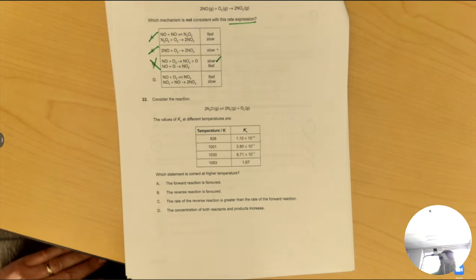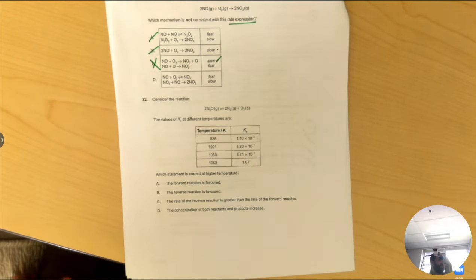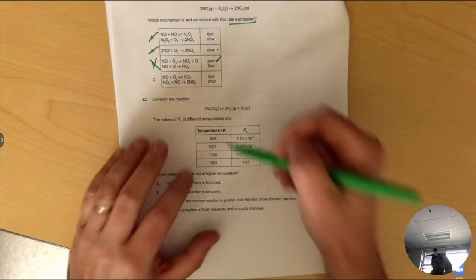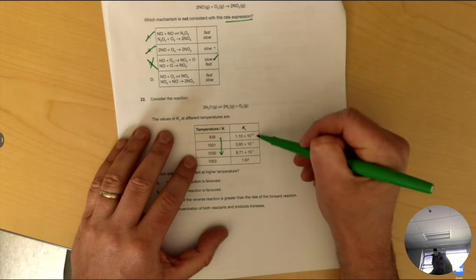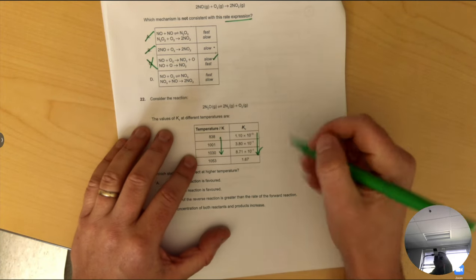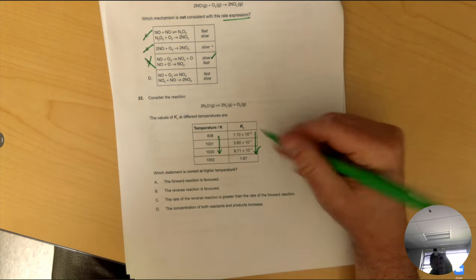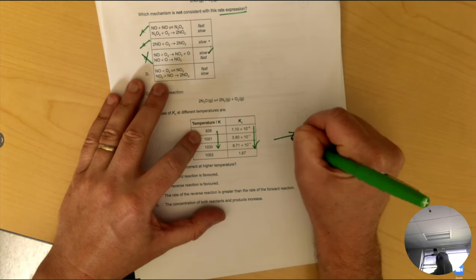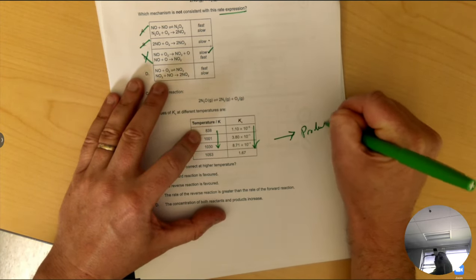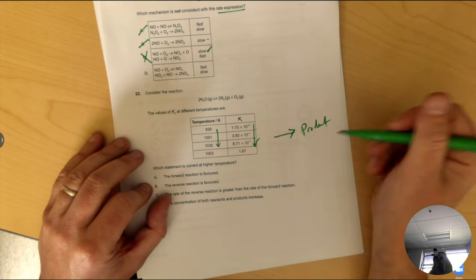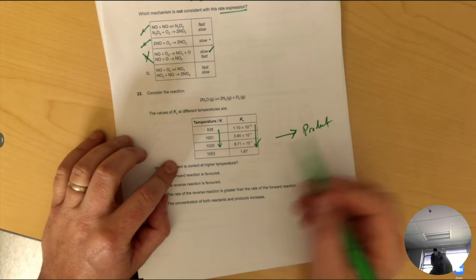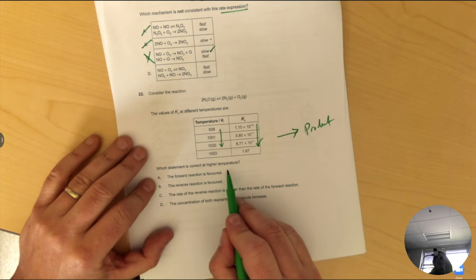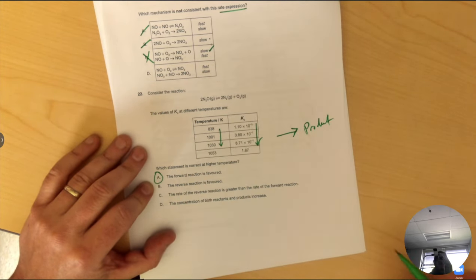All right, 22. It gives you the value of the equilibrium constant, K, at different temperatures. So what I see here, as temperature increases, so does the value for K. So remember, we can only change the value of K if we change temperature, and if increasing temperature increases K, that means increasing temperature pushes it toward the product side of the equation, meaning the forward reaction is favored, concentration of products increases, concentration of reactants decreases, and so forth. So which statement is correct? At higher temperatures, the forward reaction is favored.